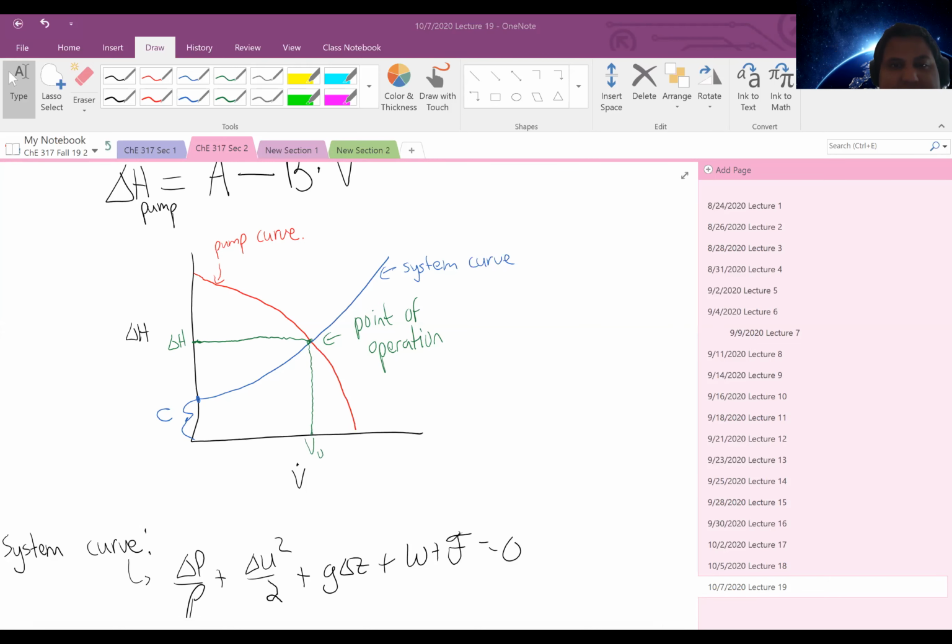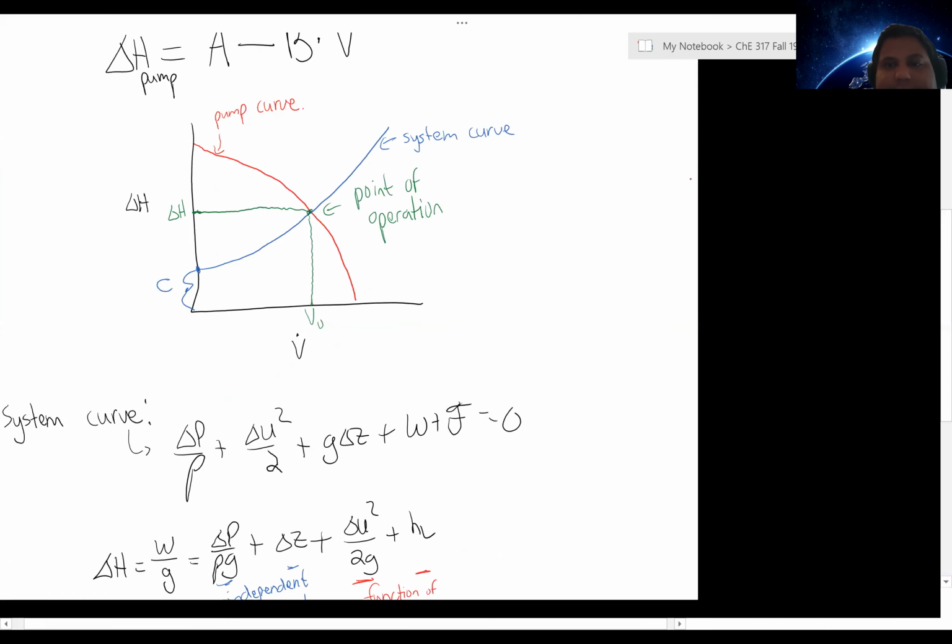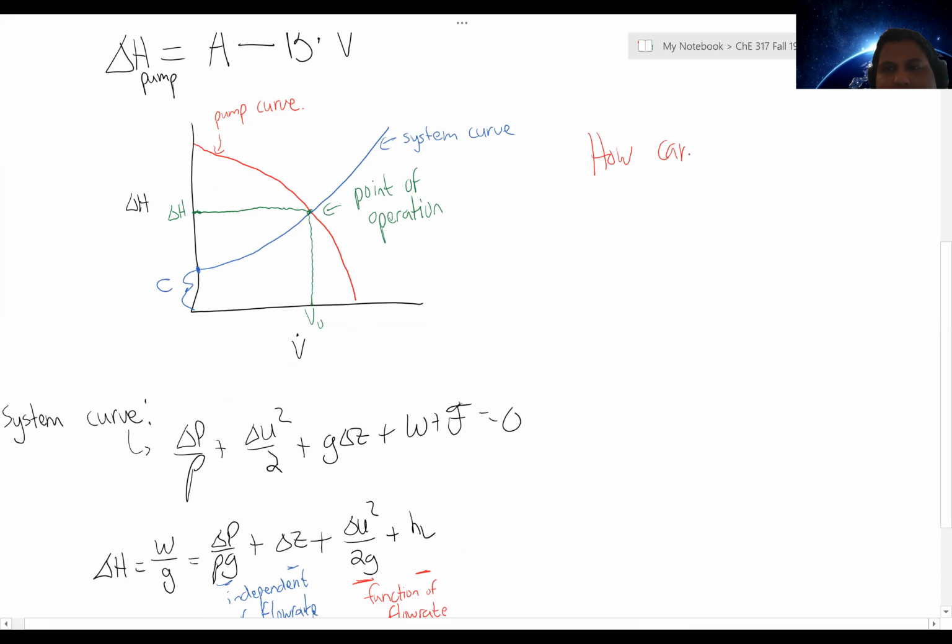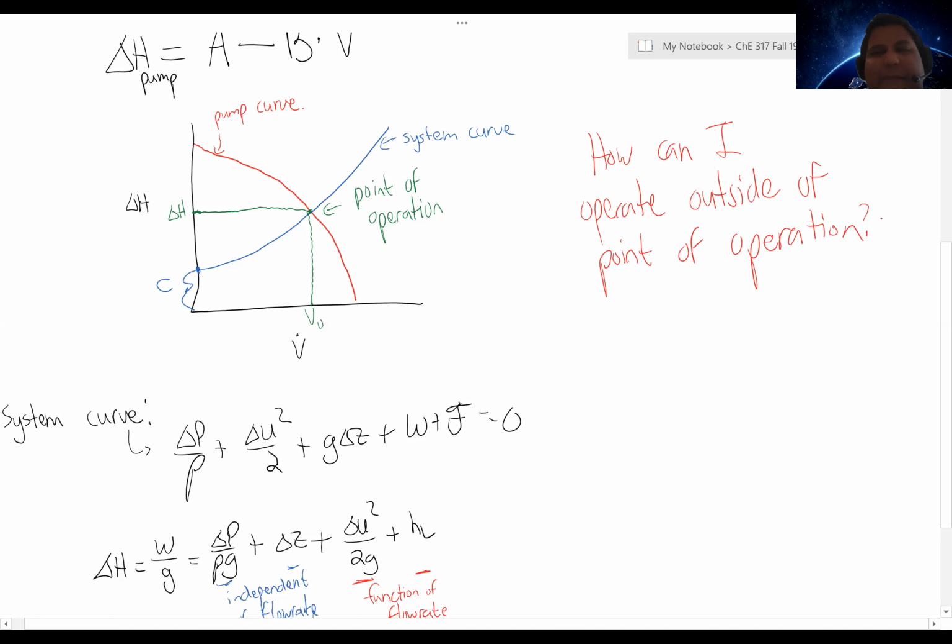And so the question then becomes, how can I operate outside of my point of operation? Because it would be really annoying if I could only operate my system at a single point. I'd like to be able to have more control over my fluid flow. So what can I do?